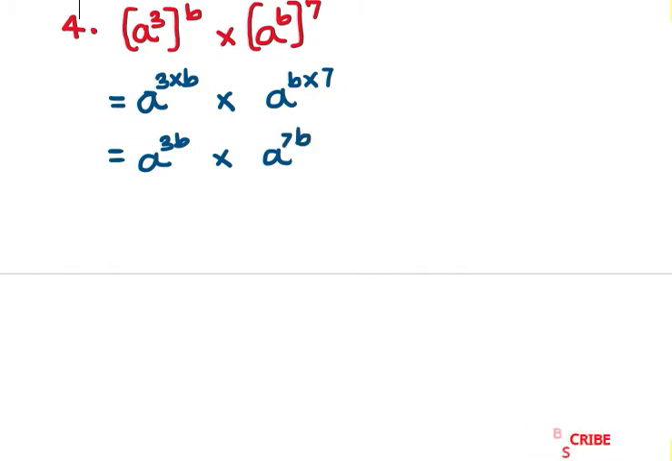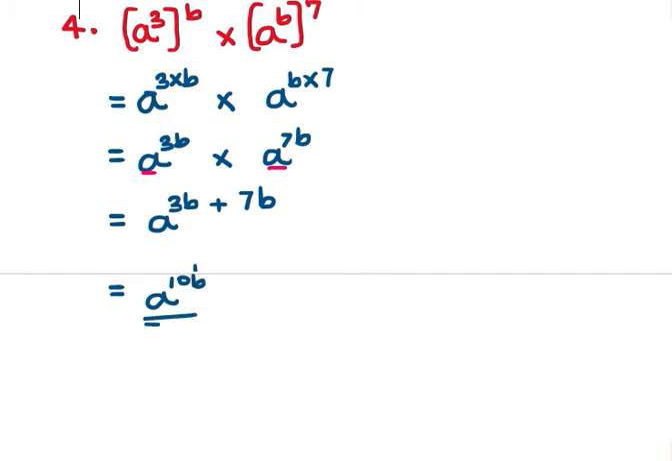And since the bases are the same, we can simply add the powers. So we will get a to the power of 3b plus 7b, and this will give us a to the power of 10b. So this becomes our final answer.